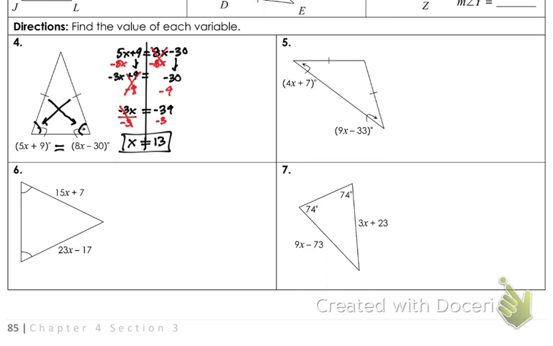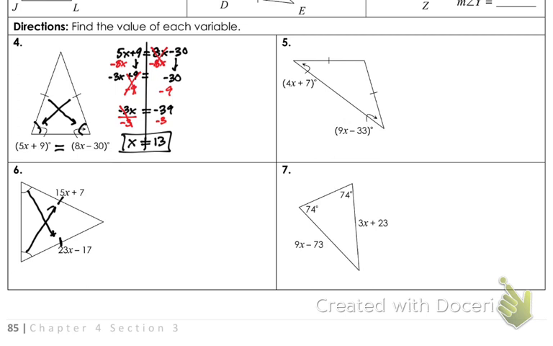Okay, let's look at number 6. If base angles are congruent, what do we know about the sides across from them? On number 6, see how the angles are equal? What do we know about the other sides then? They're equal as well. So if my base angles are equal, then the sides across from them are also equal. So we can draw a line and put a tick mark.